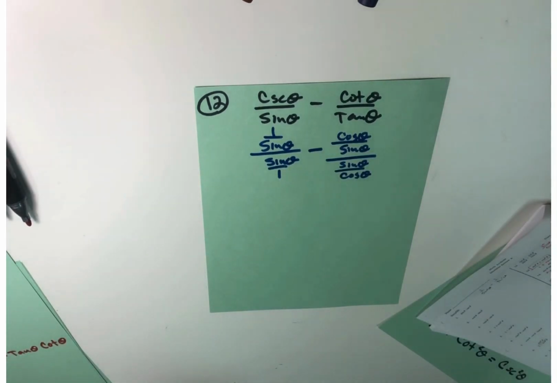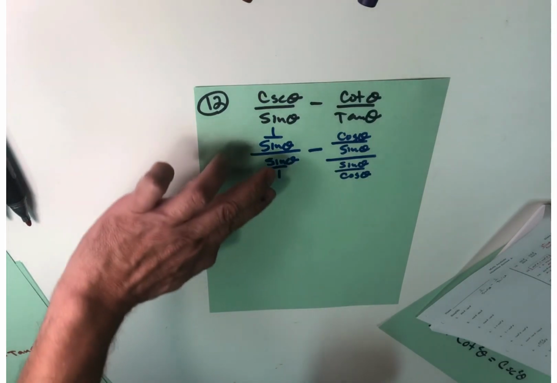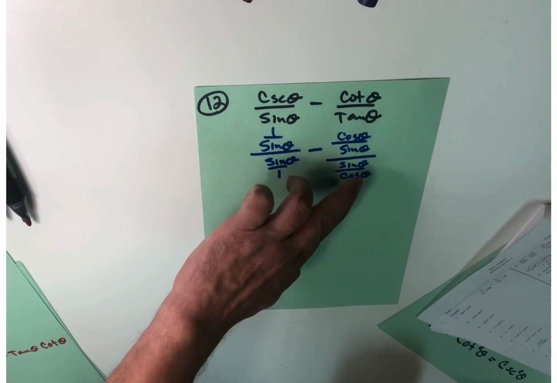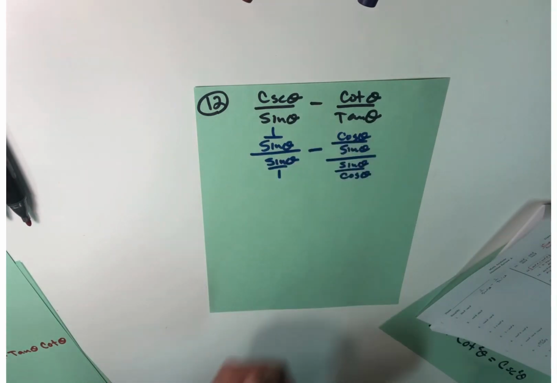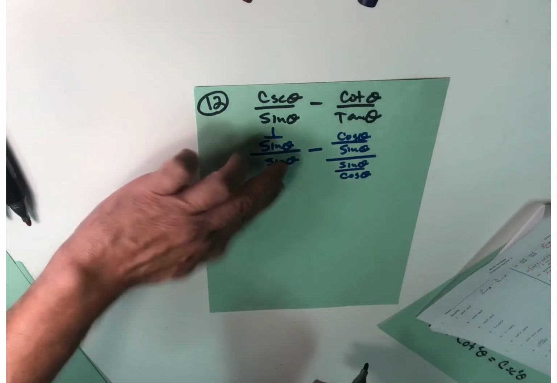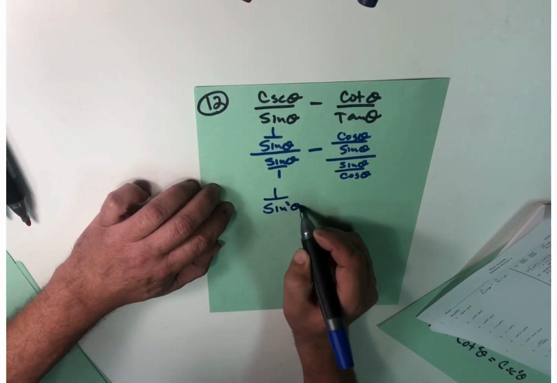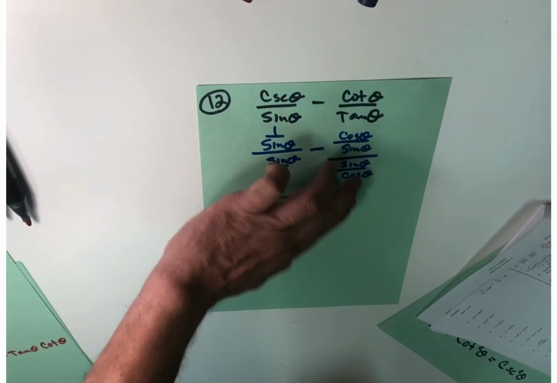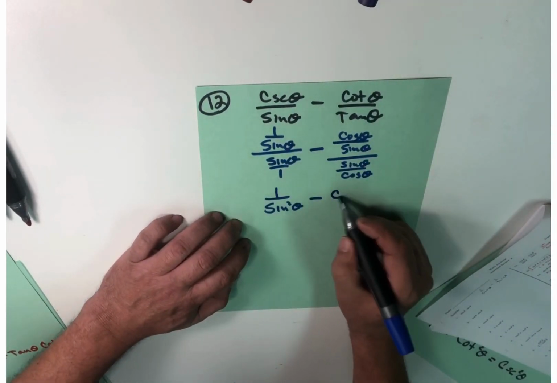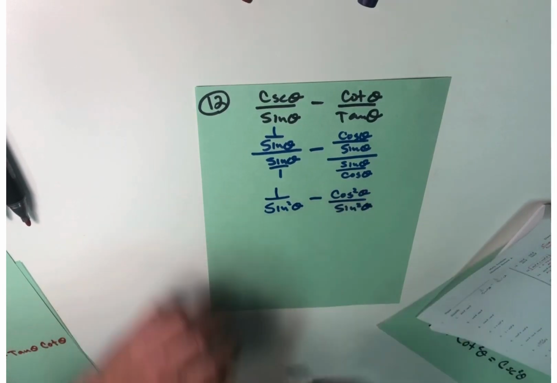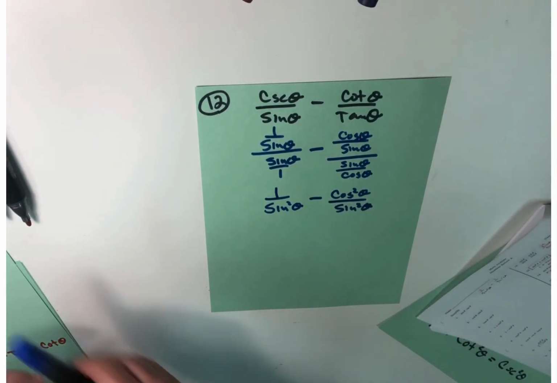So what you see here is 4 fractions. I'm going to take the reciprocal of this guy and get a new fraction. And I'm going to take the reciprocal of this guy, get a new fraction, and I'm going to go from 4 fractions into only 2. If I do this one here, I will end up with 1 over sine squared theta. Minus, if I flip this guy over, you'll end up with cosine squared theta over sine squared theta. It's beginning to look a little bit nicer.